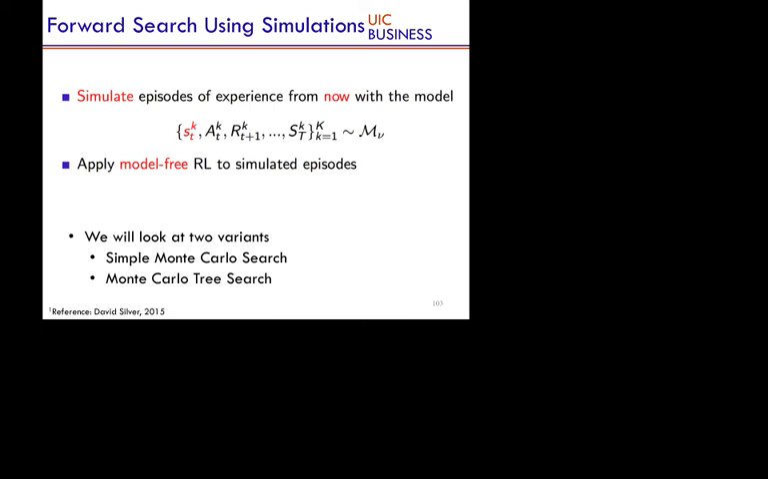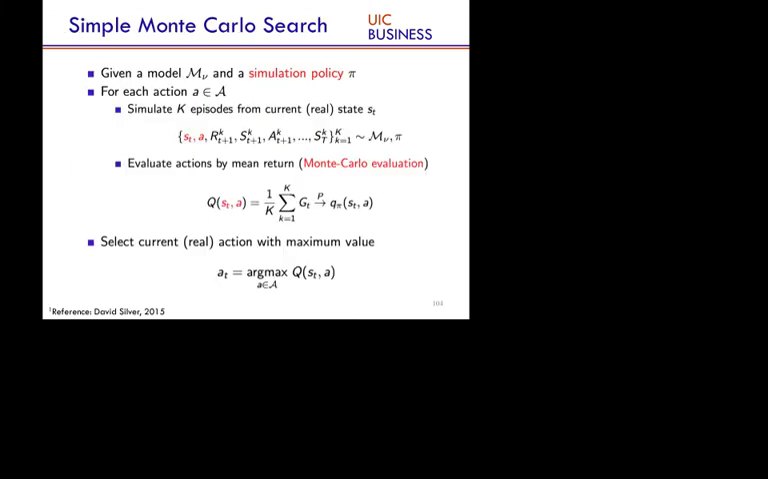We'll look at two variants of how to take a decision at this current state. One variant is the simple Monte Carlo search, which is intuitive, and we just discussed it. Then what is called Monte Carlo tree search, which is the more interesting algorithm. So what is simple Monte Carlo search? I am at a state ST, and I want to know the quality of taking an action A from that state. Now I have access to a model from which I can generate these sequences of states, actions, rewards and so on. I also have access to a simulation policy.